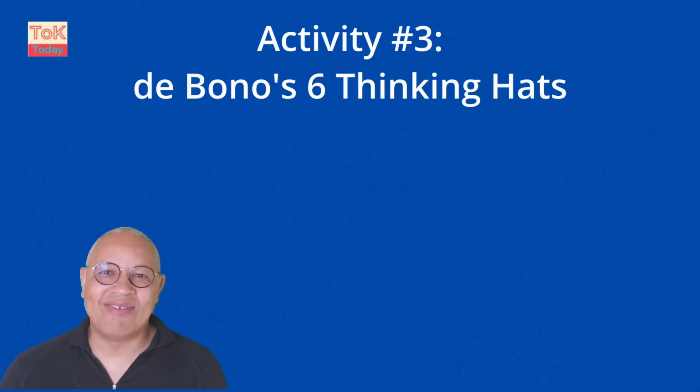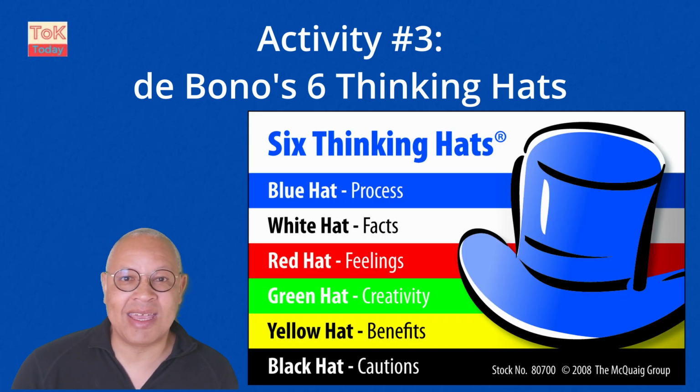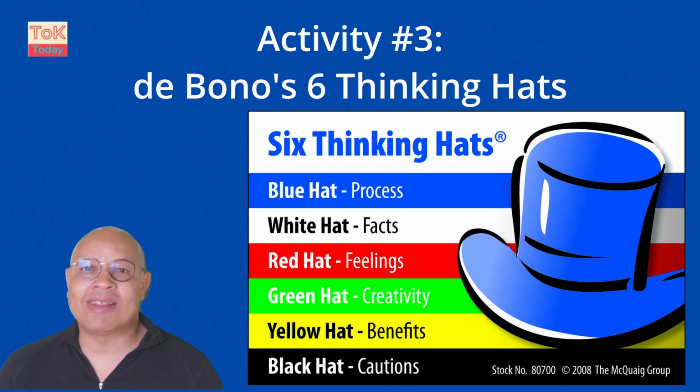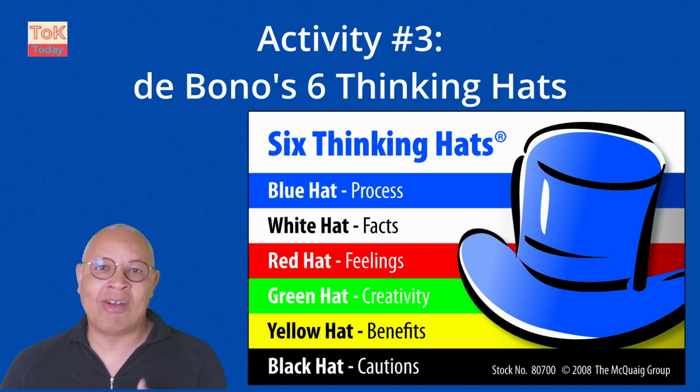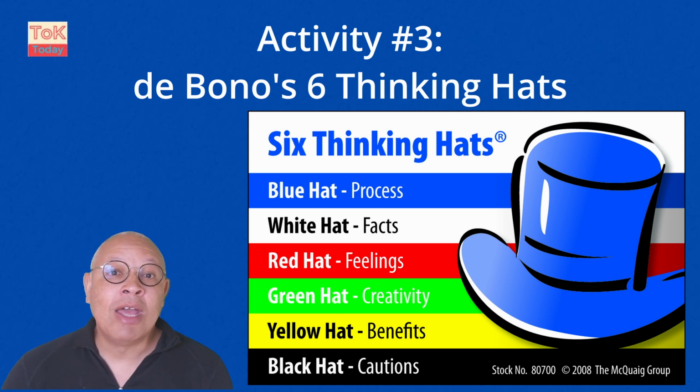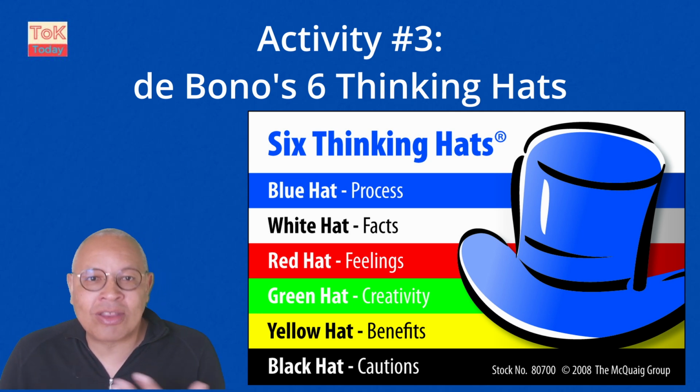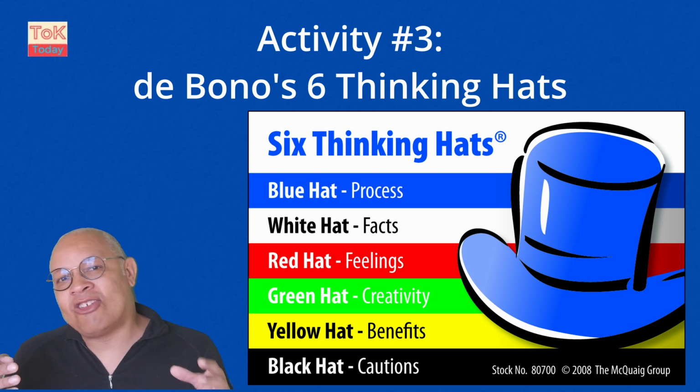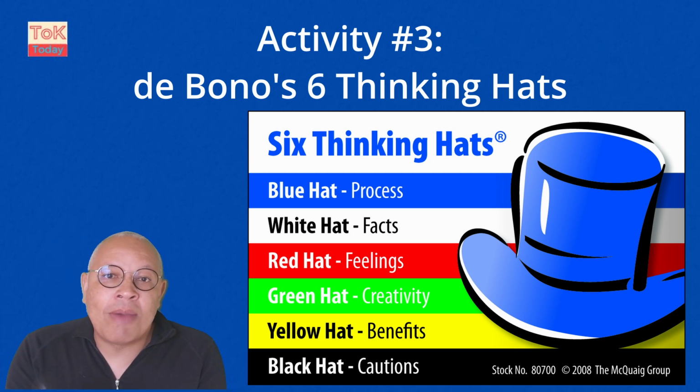Okay, the final activity that I often use to teach critical thinking is an adaptation of Edward de Bono's 6 thinking hats. If you've never heard of this, the 6 thinking hats are a cognitive framework devised by psychologist Edward de Bono designed to promote alternative ways of thinking. And each hat has a colour that represents a direction or a way of thinking.